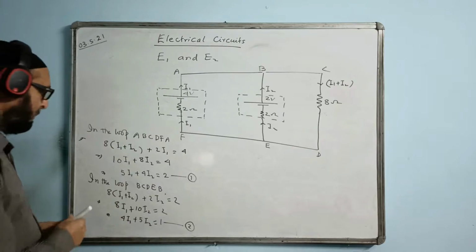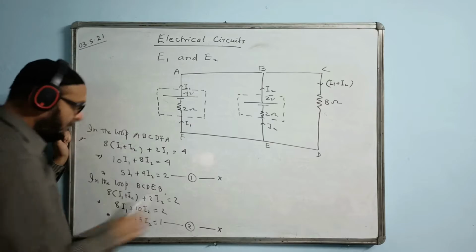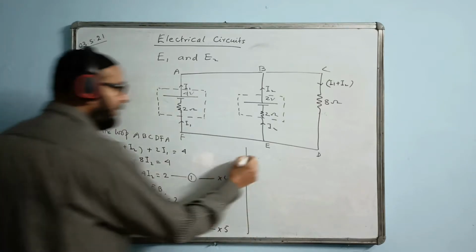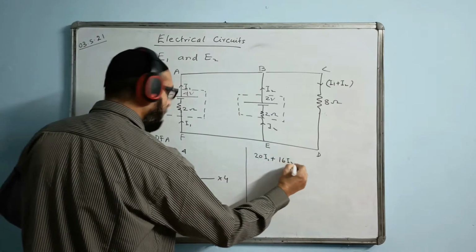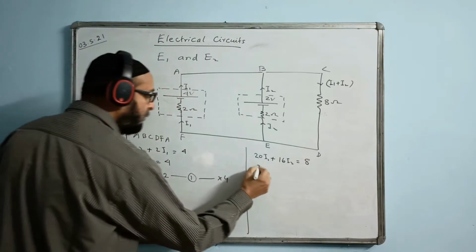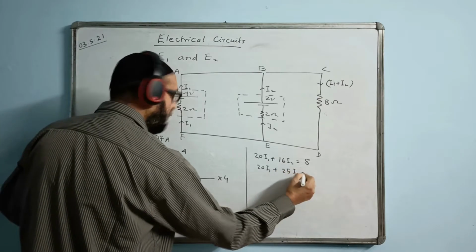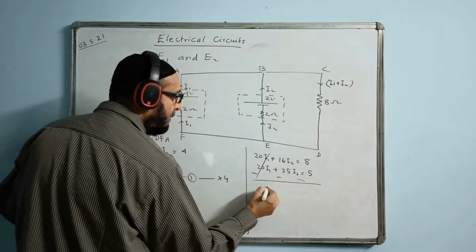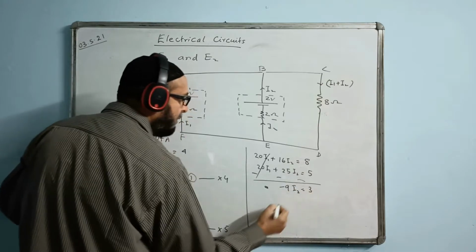Let us solve them. First equation multiply by 4 and second equation by 5. Write down here: 20I1 plus 16I2 is equal to 8. Next, 20I1 plus 25I2 is equal to 5. Change the sign everywhere and cancel. You get minus 9I2 is equal to 8 minus 5, which is 3.